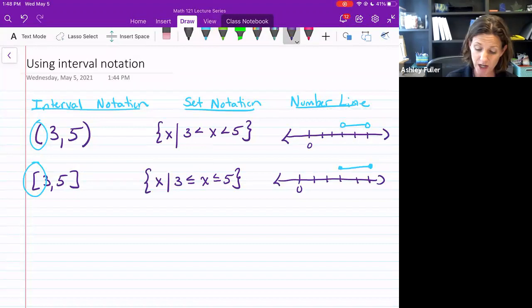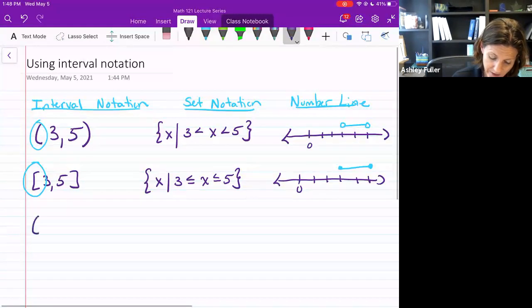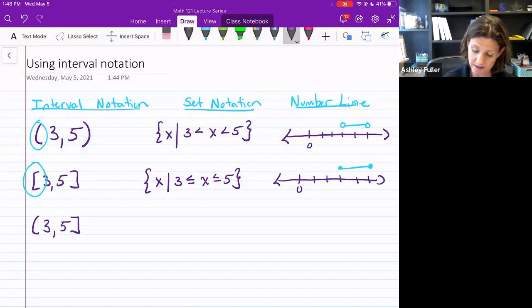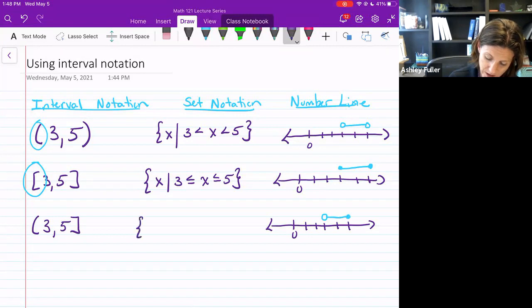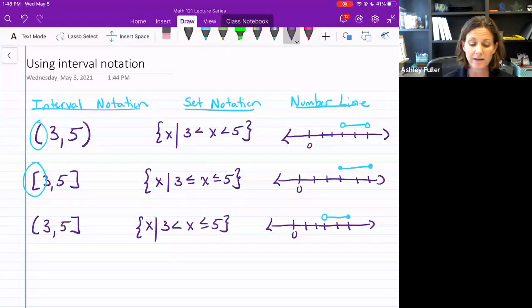This can be interchanged, so I can have 3, 5, one with a bracket and one with parenthesis. If I translate that to a number line, notice I have a parenthesis with 3, which indicates 3 itself is not included, so the dot is open, but 5 is included. So to write my set notation, it would be the set of all x such that 3 is less than x is less than or equal to 5.